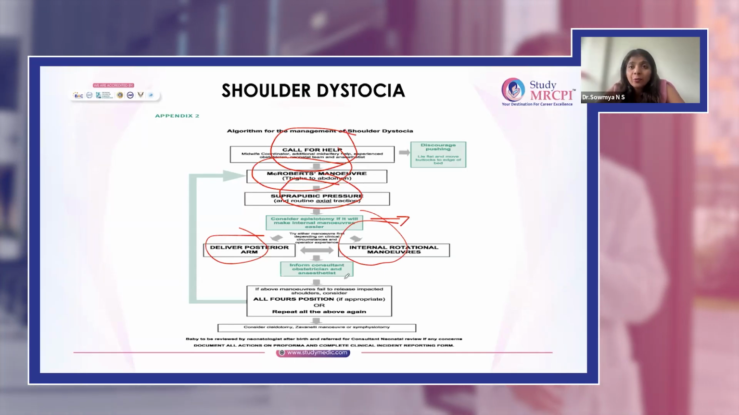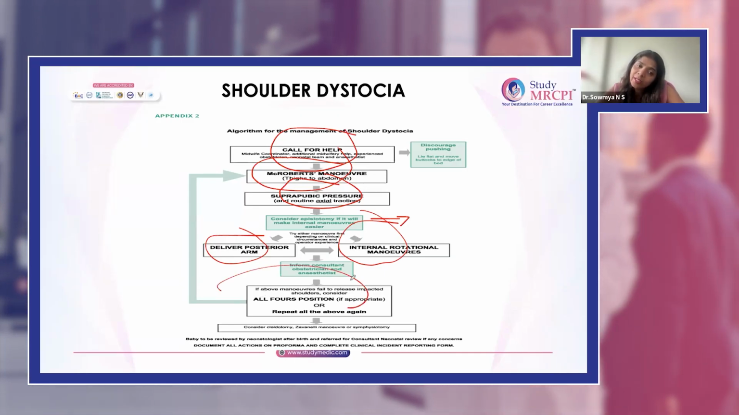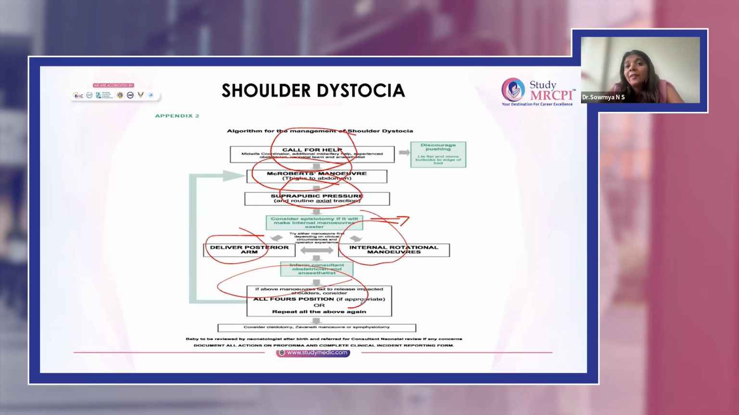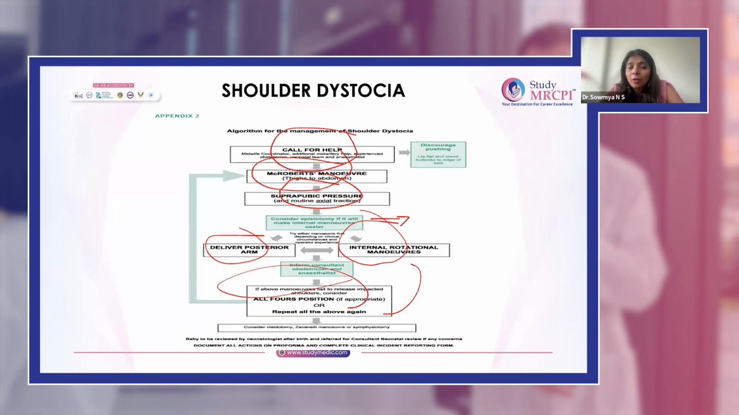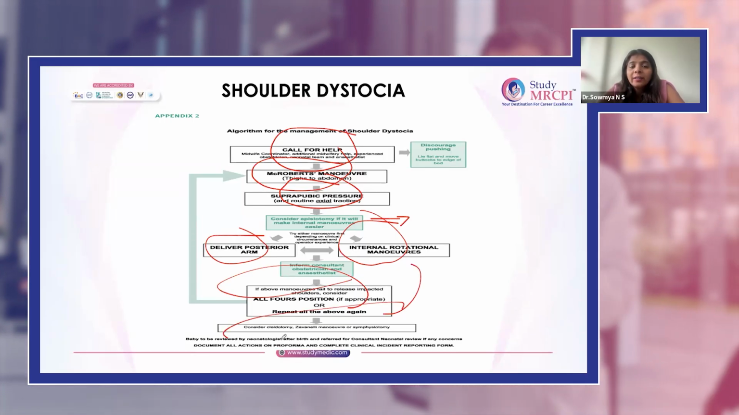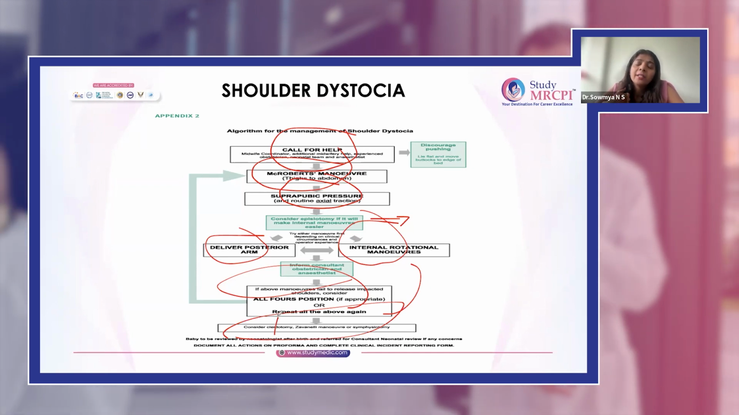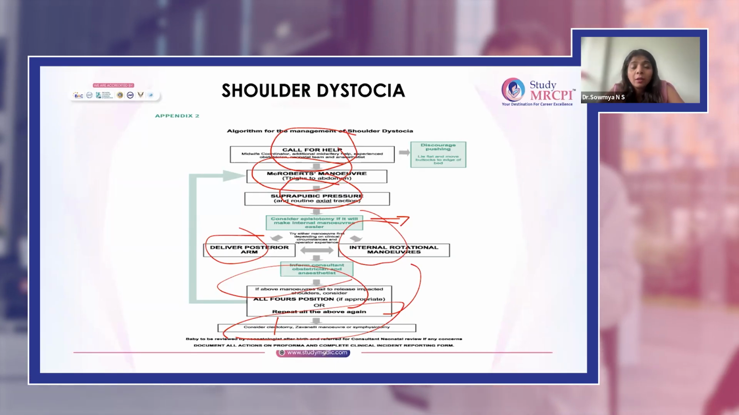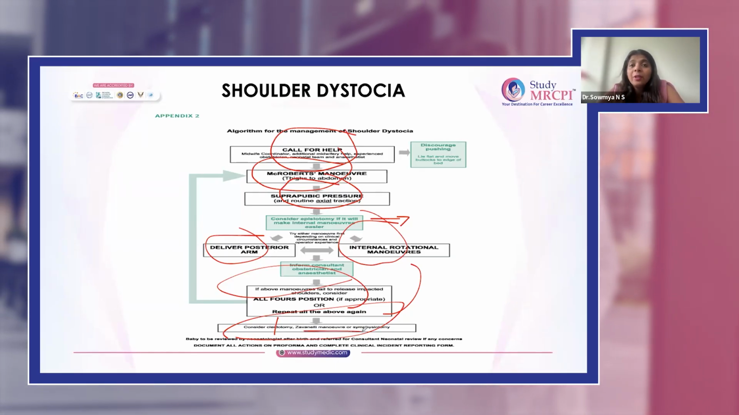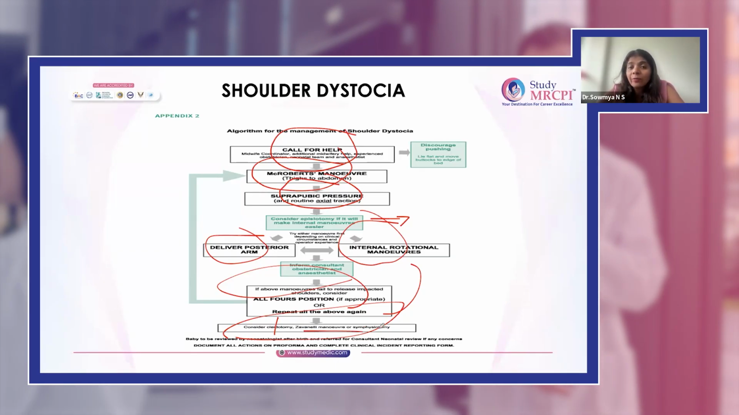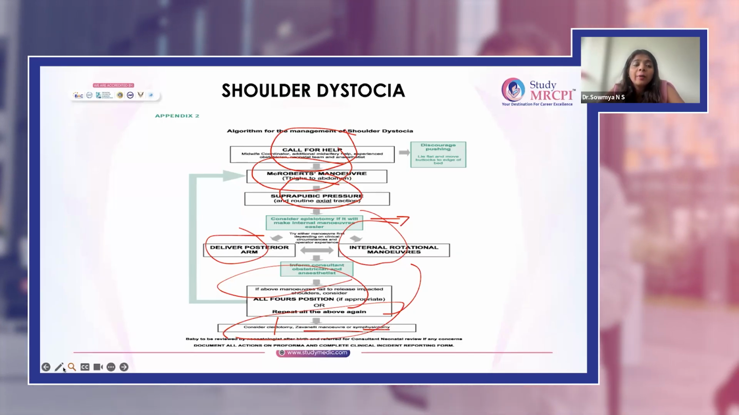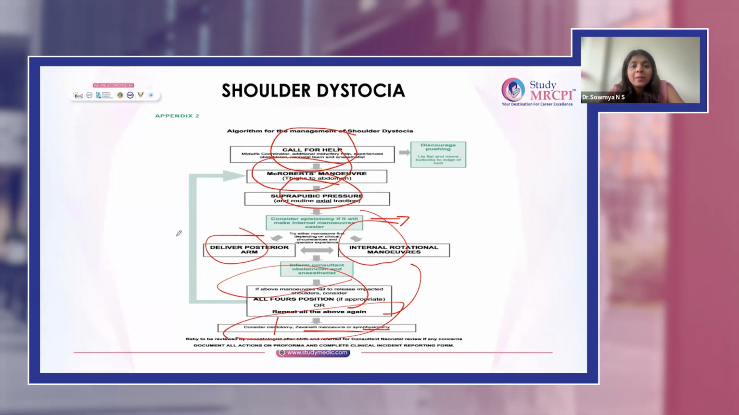And if that doesn't work, you can even try the all fours position. And if that doesn't work, you can repeat all over again. And all these third line, cleidotomy, that is making an intentional fracture of the clavicle. Zavanelli, putting the baby back and taking for cesarean, is one of the very difficult ones. Or you can do symphysiotomy on the pubic symphysis, make the space and take it out.